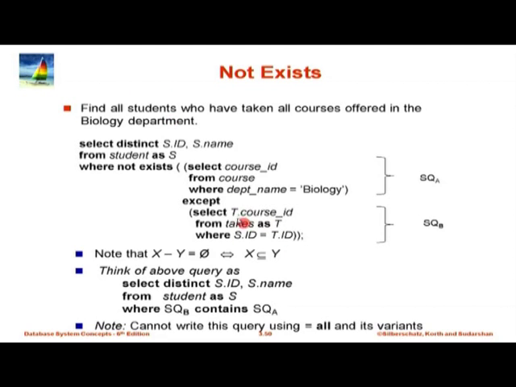I do want to point out that you cannot write this query using equal all and its variants. Many people think, can we write this query where the set of courses taken by the student is equal to the set of all courses in biology? You can't do this. Equal to all takes on its left hand side a single value, not a set. And sometimes people write other kinds of queries with equal to all, which are totally meaningless in this context.